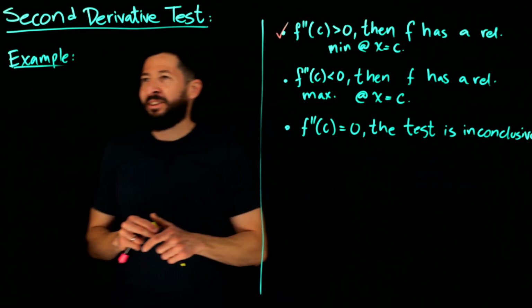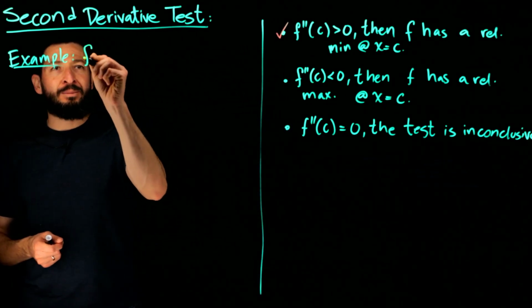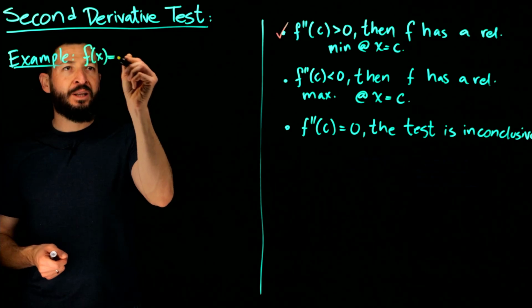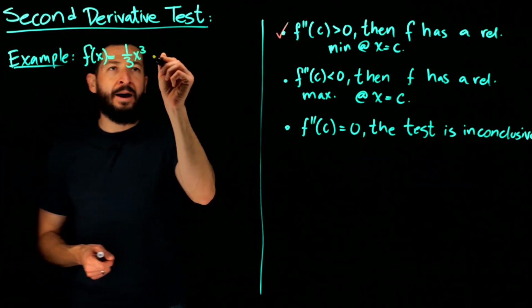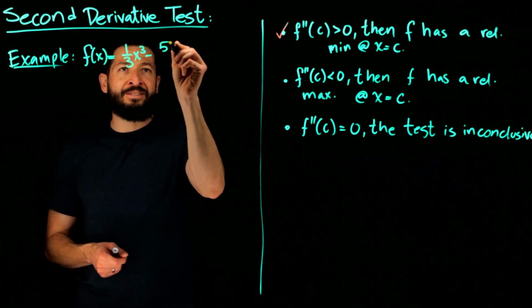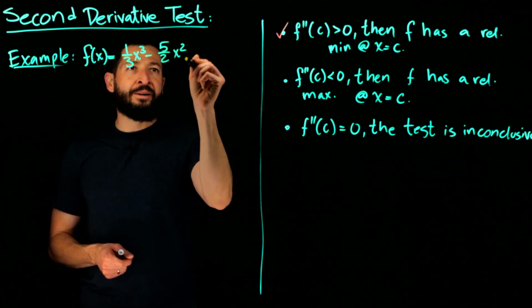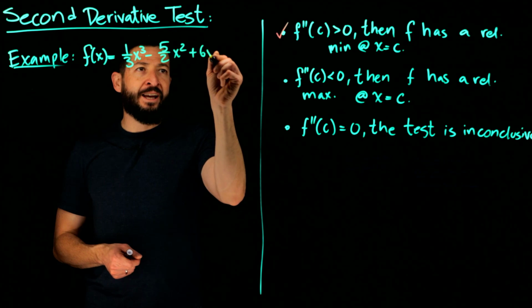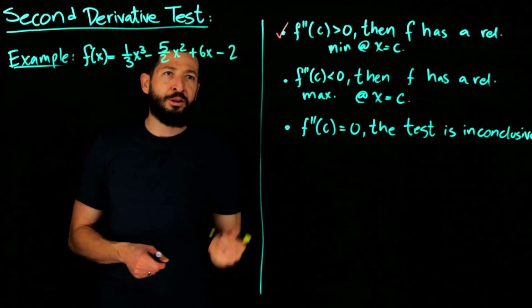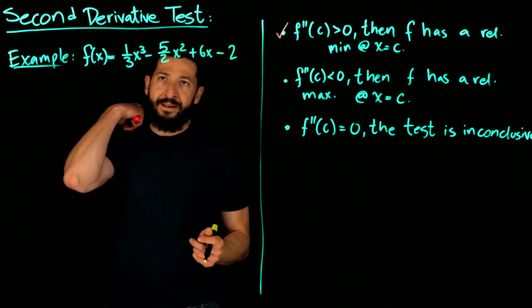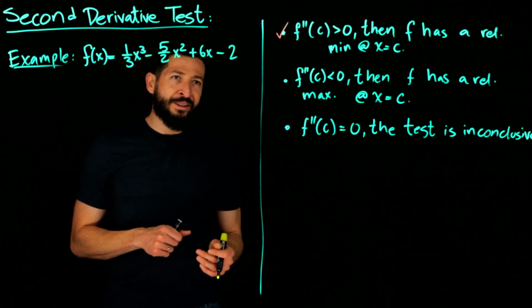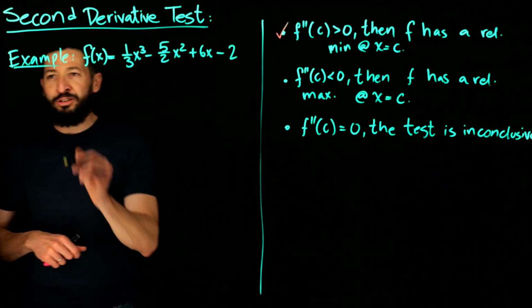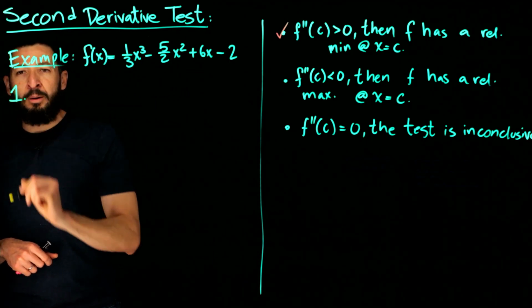All right, so let's write one more example, and I have to think about this one for a second. So let's do something like this: 1/3 of x cubed minus 5/2 of x squared, and then plus 6x minus 2. Something like that. And why such convoluted functions? Because the derivative is nice. I do know that. So step 1, find the critical numbers.